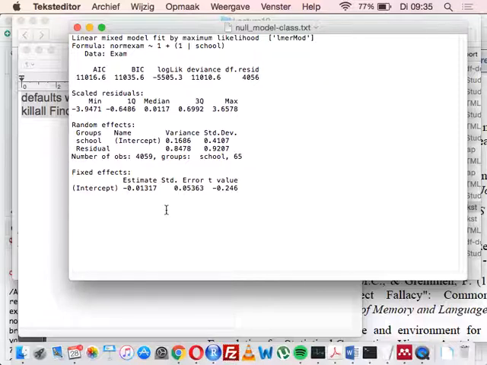It gives you the number of observations. So we have 4,000 students, and we have 65 schools. And the only thing we're estimating currently as a fixed effect, we haven't really looked yet at the effect of their intake scores, of an individual's intake score. We've only looked at the intercept, and that's the intercept.